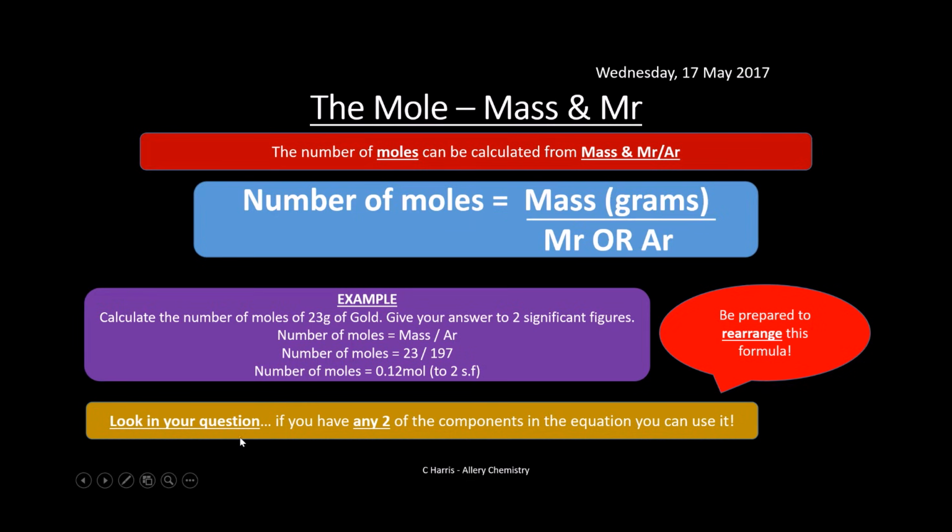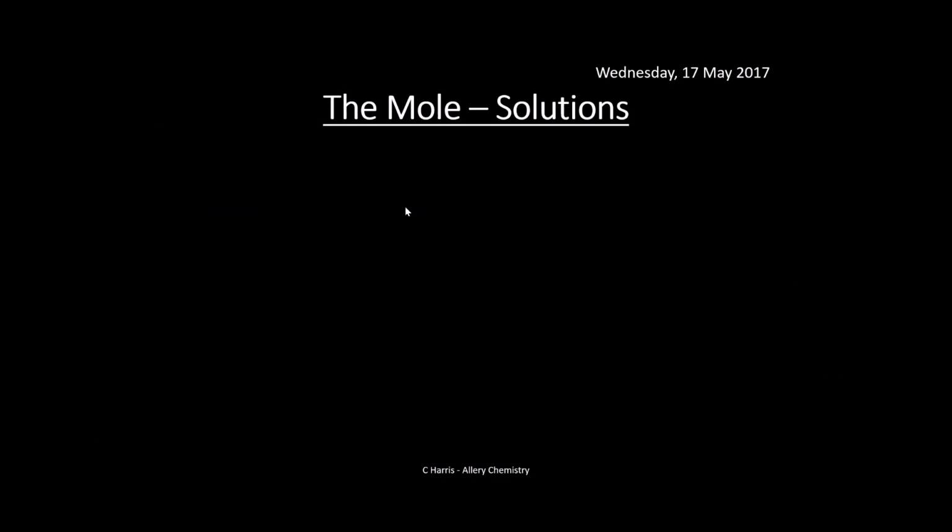But look in your question. When you're doing these types of questions, look in your question, see what type of data they've given you. If you have any 2 of these, you could use this formula. And there's a great saying that I like to use, which is: if in doubt, work out the moles. Because as you'll see, the moles is the common denominator in all of these equations. So if you know the moles, you can work out other things from that as well. It's a really good start.